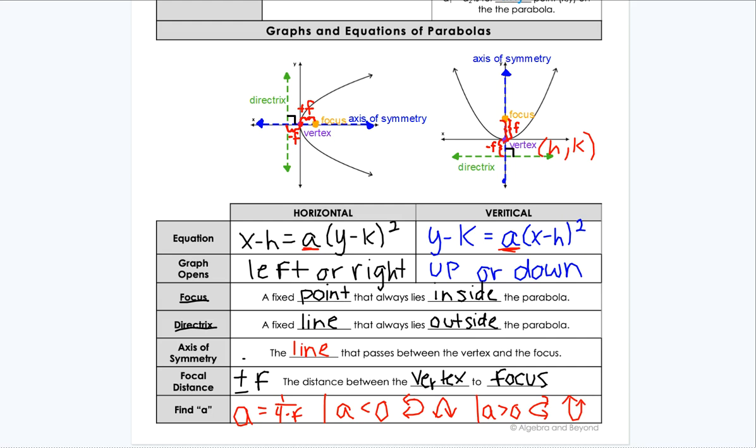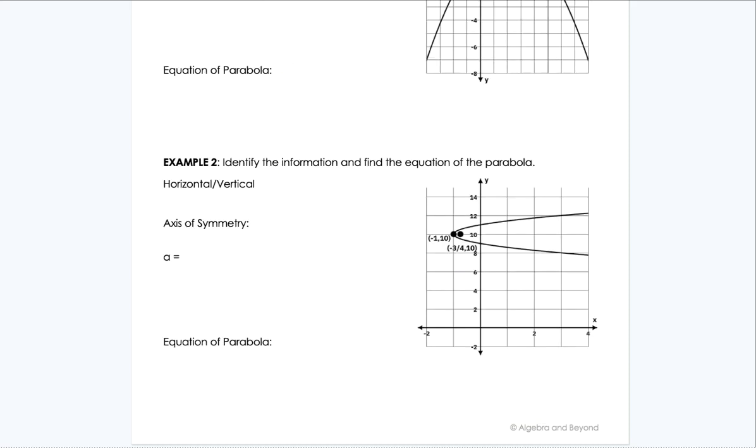One other thing we need to know: if we don't have the graph and can't just count the focal distance, we can find it by doing 1 divided by 4 times A. So depending on whether we're given the equation or given the graph, we can use those formulas to figure different parts out. We're going to use all that information now to start figuring out some key features of some parabolas on graphs.